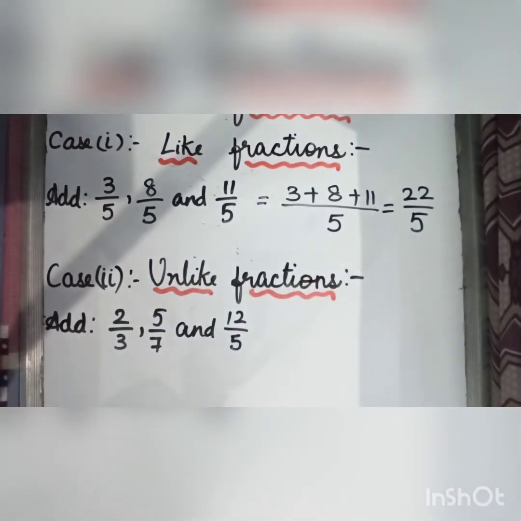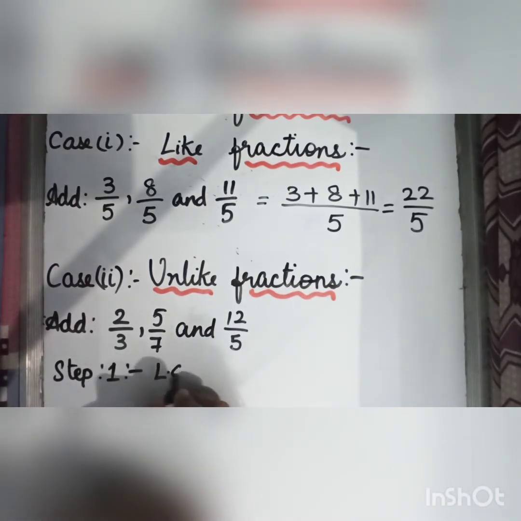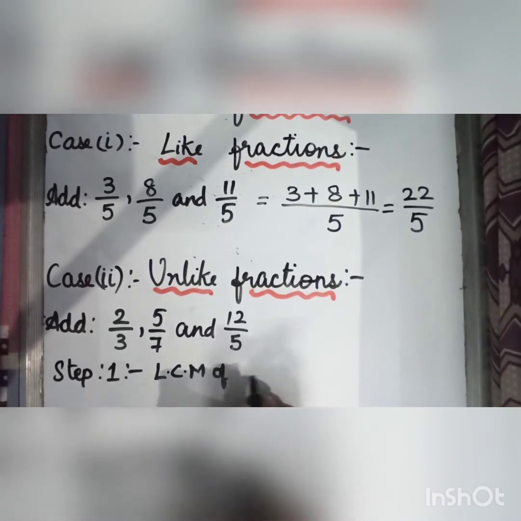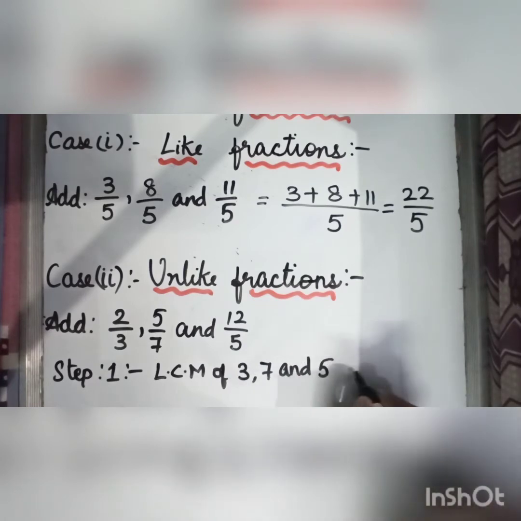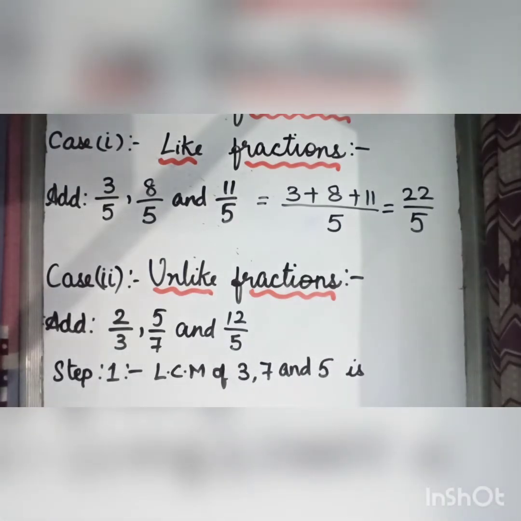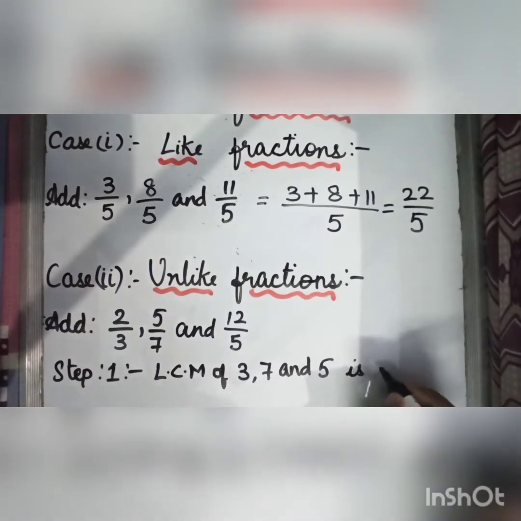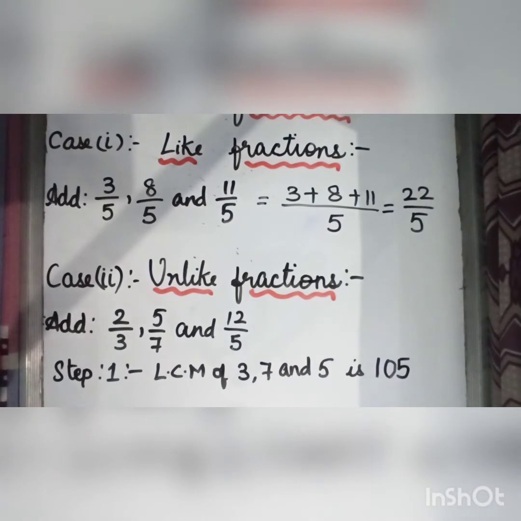Now the given denominators are 3, 7 and 5. So the first step is to find out the LCM of the denominators. Here the LCM of 3, 7 and 5 is 105. We have seen how to take LCM through prime factorization, so you will do the prime factorization neatly in the rough column. Now we have taken the LCM of the denominators.